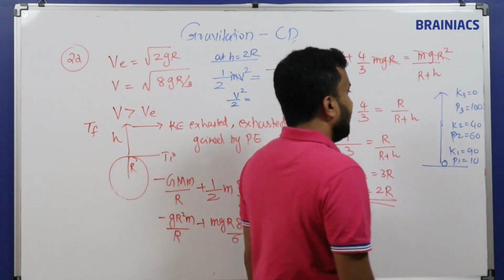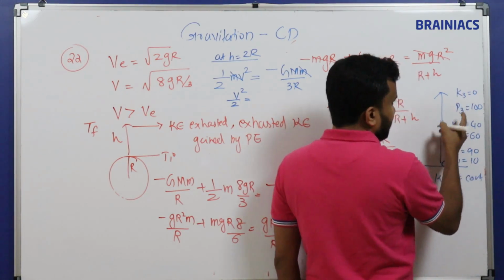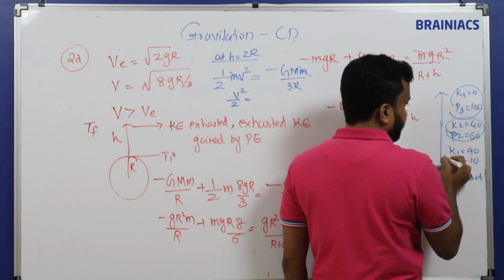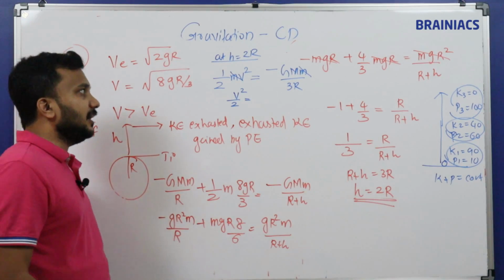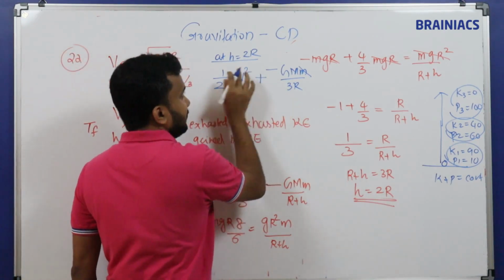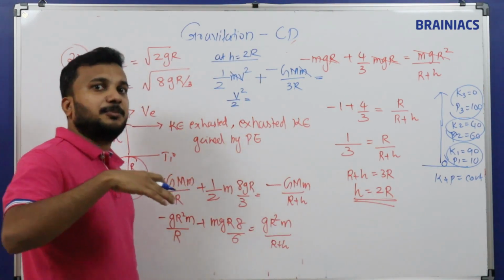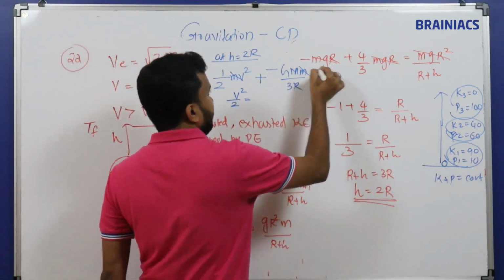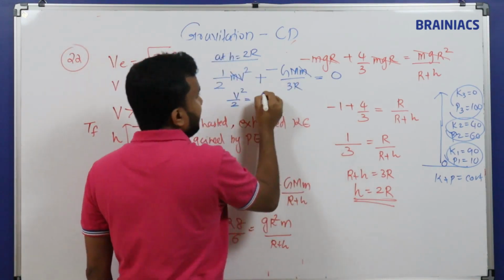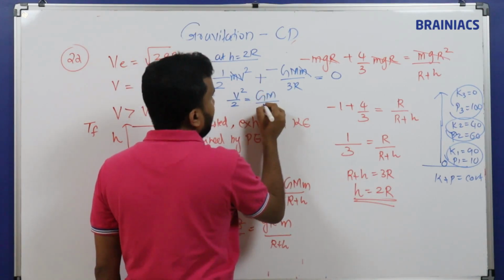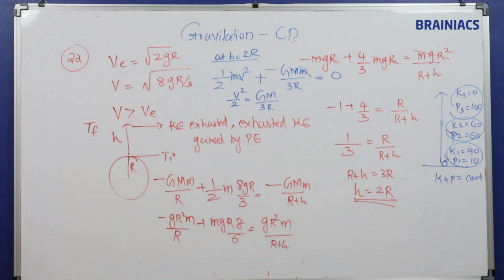Which means I can say that always kinetic energy plus potential energy is constant. Constant means you can equate it at any point. What is the final destination point? It is infinity. So energy at infinity is equal to zero. Now v squared by 2, this is taken to the right hand side, GM divided by 3R. Now I need to solve these parts.